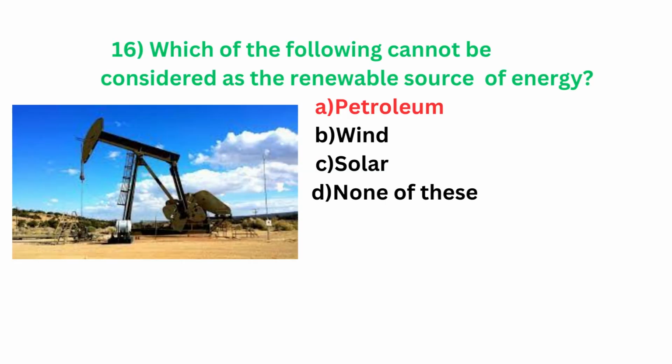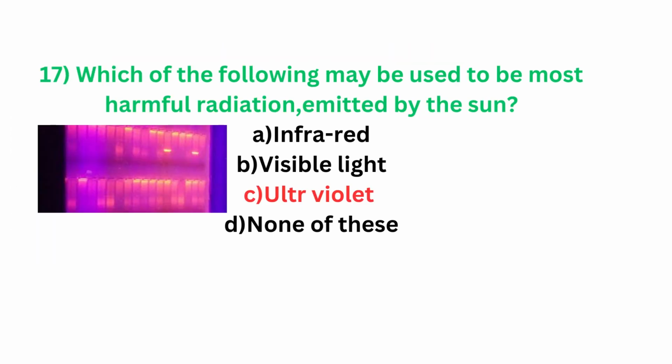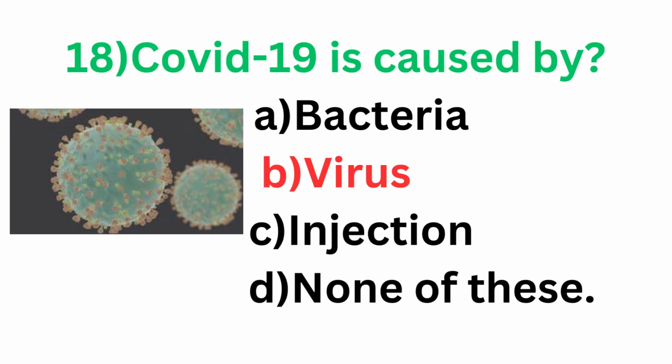And which of the following cannot be considered a renewable source of energy? So petroleum, once wasted, cannot be regenerated. So it is not a renewable source of energy. And which of the following may be the most harmful radiation emitted by the sun? So ultraviolet light or UV light is the most harmful radiation emitted by the sun. And COVID-19 is caused by a virus.